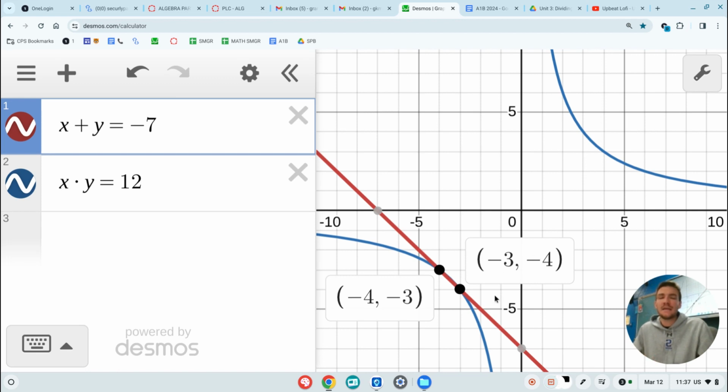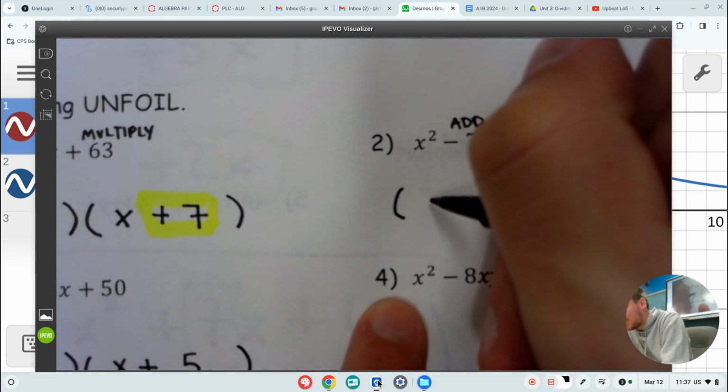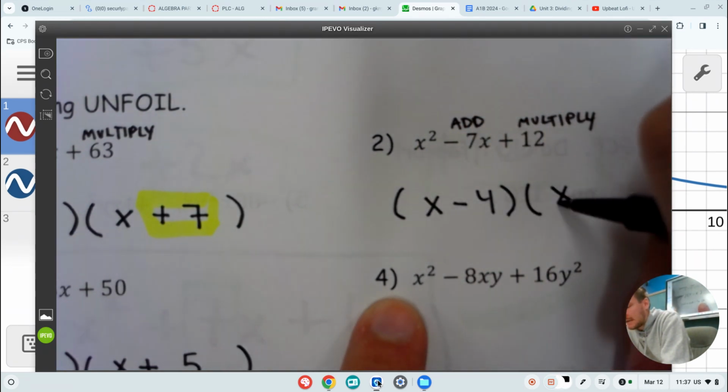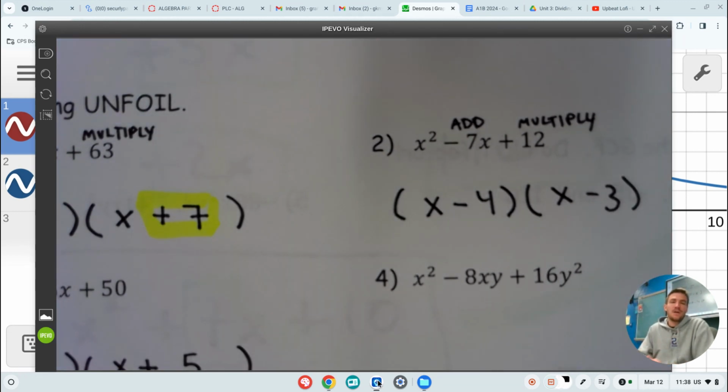It's the same thing. It's those two numbers. But we like to put the big one first. And we're just keeping it simple, thinking about it like a kindergartner would think about it. 4 is bigger than 3. So we're just doing it like that. (x - 4)(x - 3), and we're done.